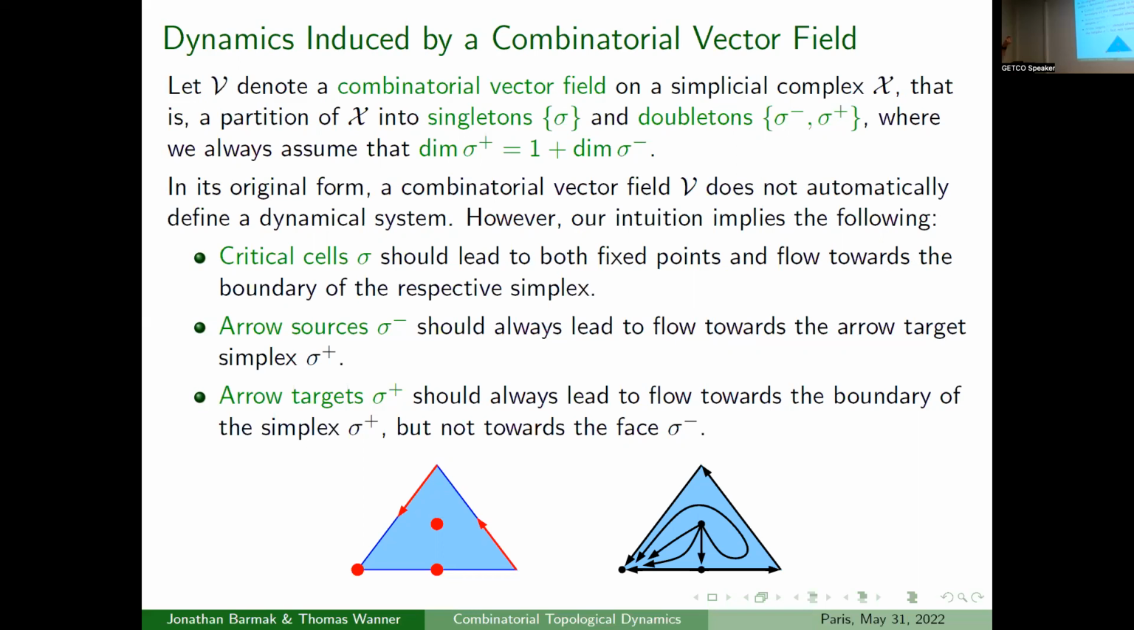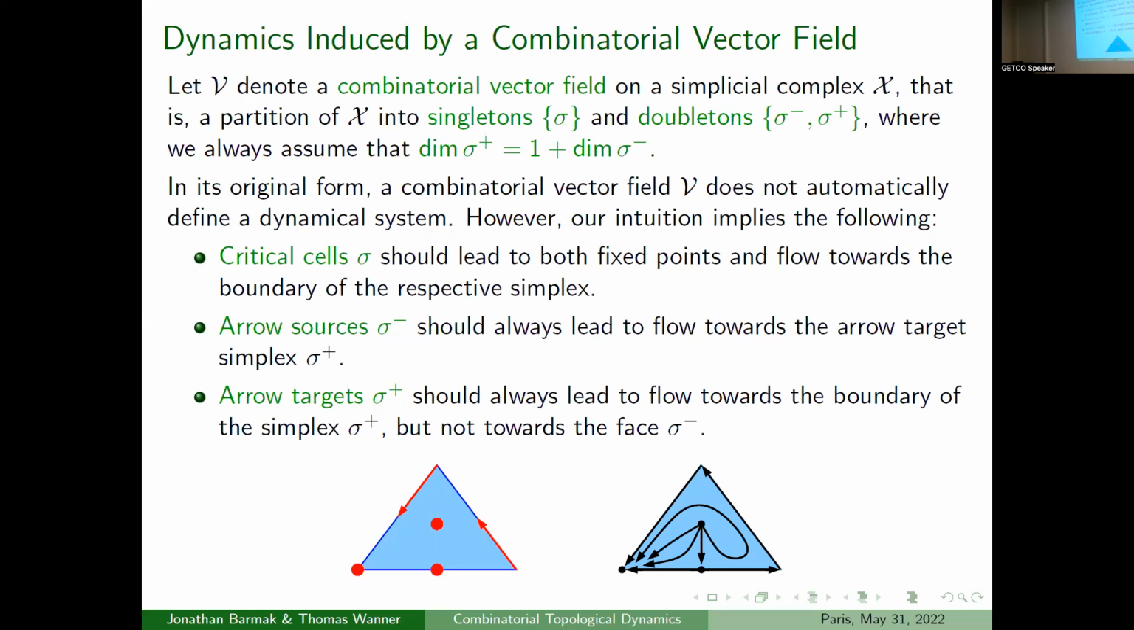That's what Jonathan mentioned in his part of the tutorial. But also the dimension of that simplex gives me the number of unstable directions. So what you would actually expect is that if I have a critical cell, for example, this 2-cell, this should correspond to a fixed point or to an equilibrium solution in the classical dynamics. But since it has to have a 2-dimensional unstable manifold, the flow has to go away. Well, the only place it would go should be towards the boundary.